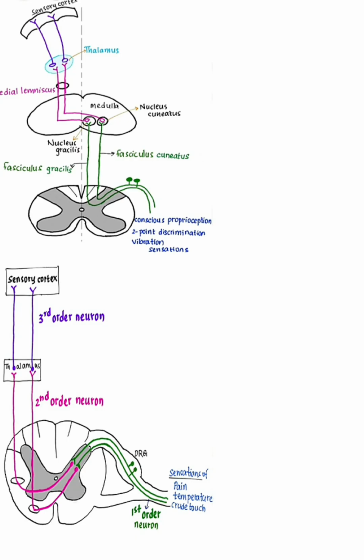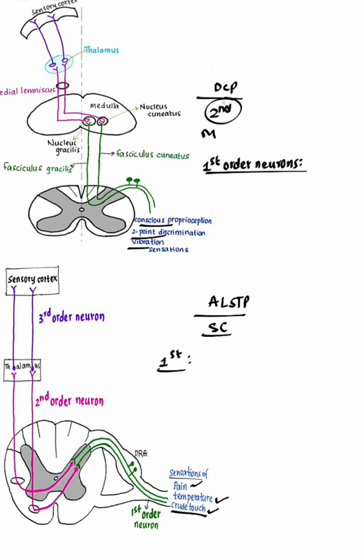Let us now revise the dorsal column pathway and the anterolateral pathway. The sensations of conscious proprioception, two-point discrimination, and vibration are carried by the dorsal column pathway. The sensations of pain, temperature, and crude touch are carried by the anterolateral spinothalamic pathway. In both pathways, it is the second order neurons that cross the midline. The crossing over occurs within the medulla in the dorsal column pathway, whereas in the anterolateral spinothalamic pathway, crossing over occurs within the spinal cord.